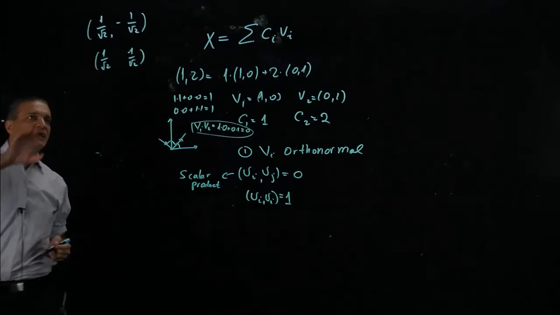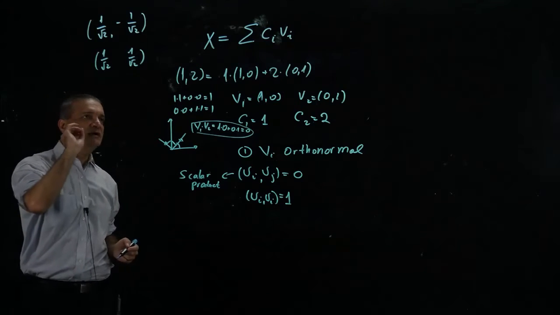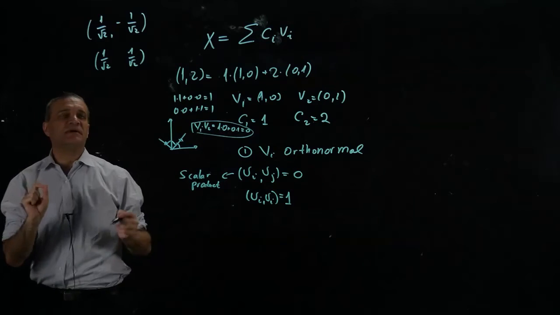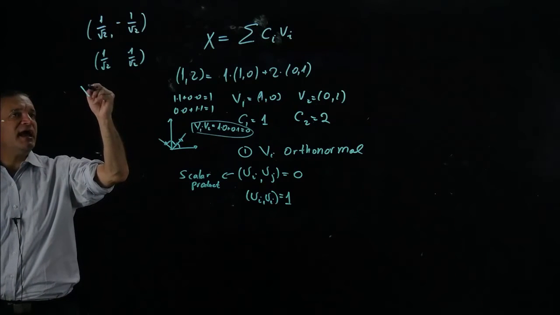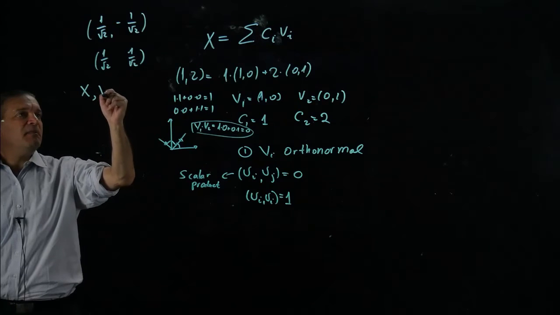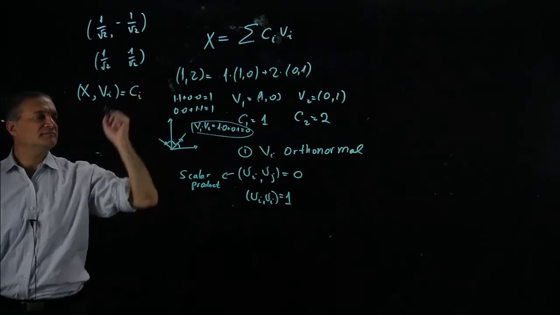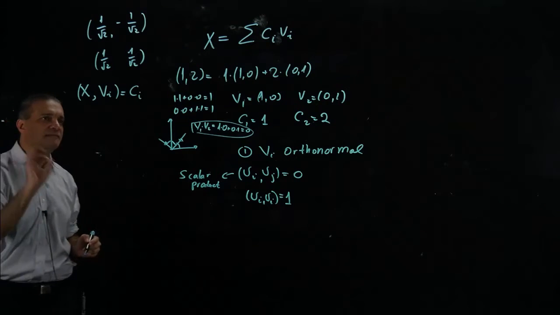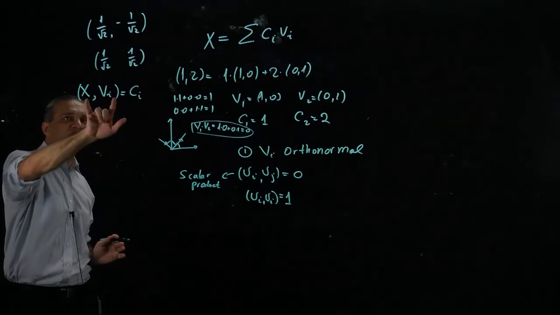Now, if you have an orthonormal basis, the formula to find those coordinates is very, very simple. All you need to do is take x and make a scalar product with Vi. This is going to be your Ci, if this is an orthonormal basis. We will talk in a minute about what happens if it's not an orthonormal basis. But if it is, it's very simple.